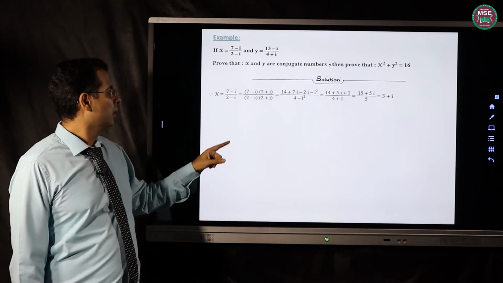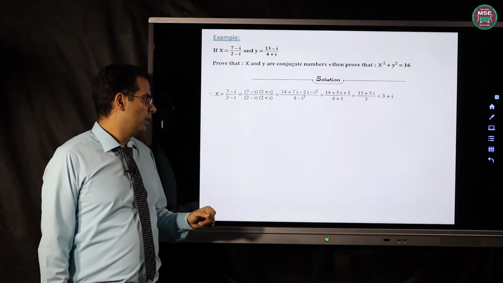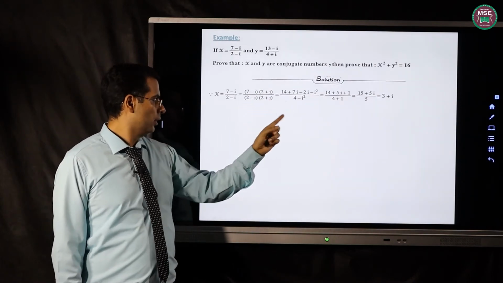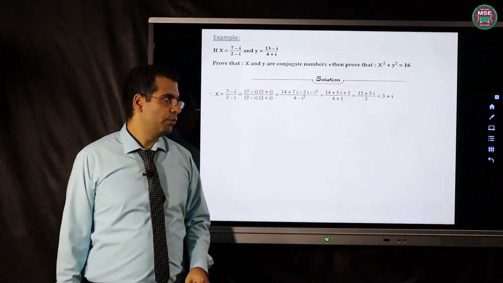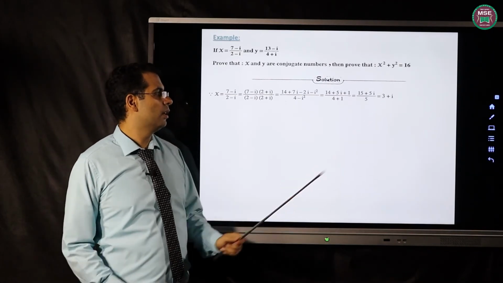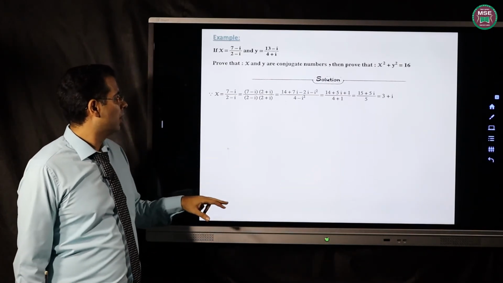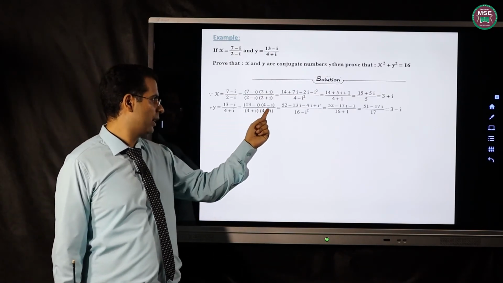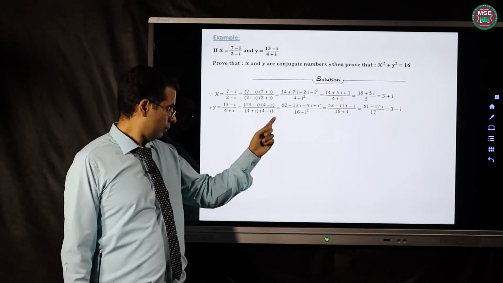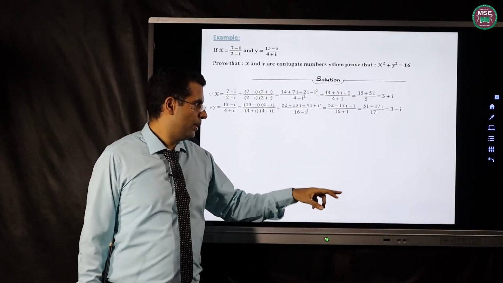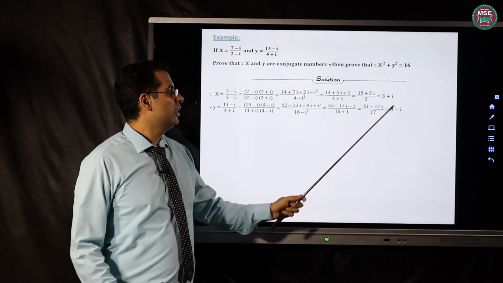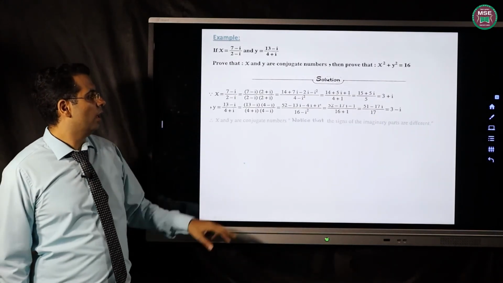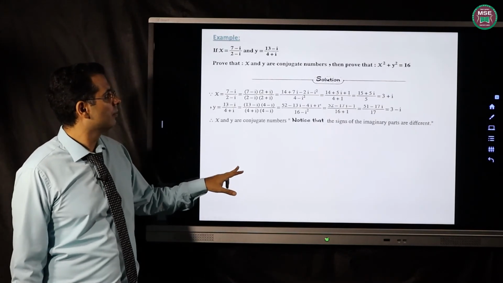Okay, here multiply each of the numerator and denominator by the conjugate of the denominator, which is 2 plus i. Distribute, and we did the steps before, gives me the final answer 3 plus i. Y also multiply by the conjugate of the denominator, which here is 4 minus i. Multiply up and down and simplify gives me 3 minus i. 3 plus i is the conjugate of 3 minus i. Therefore, x and y are two conjugates.